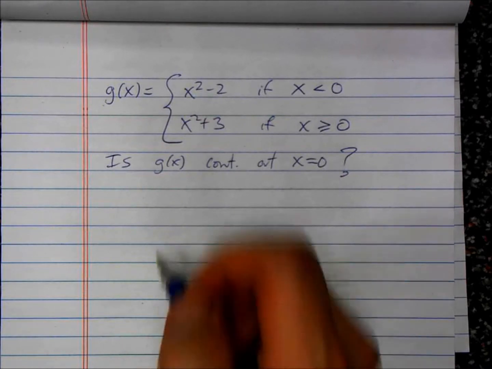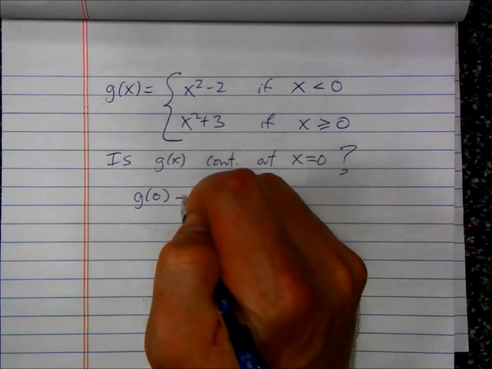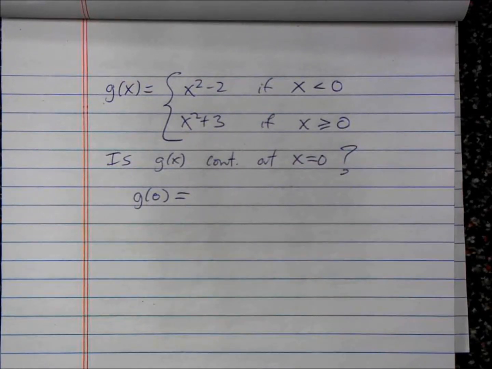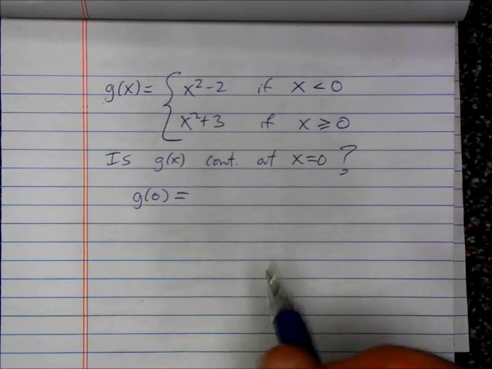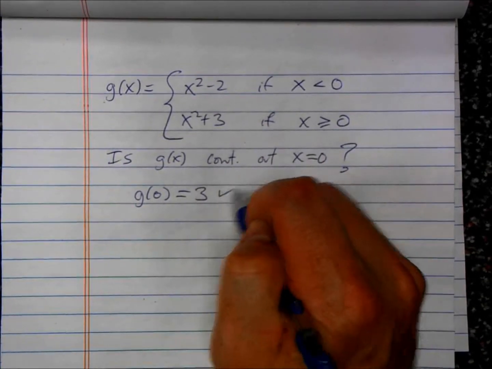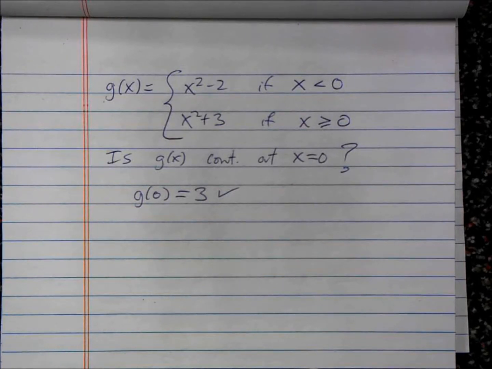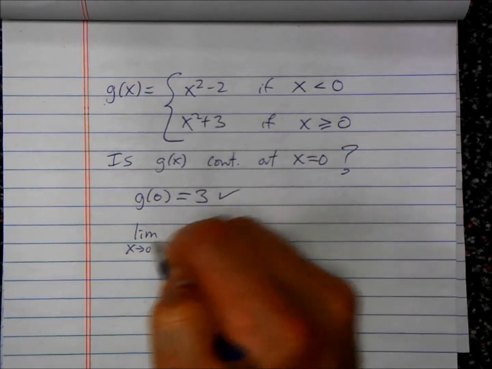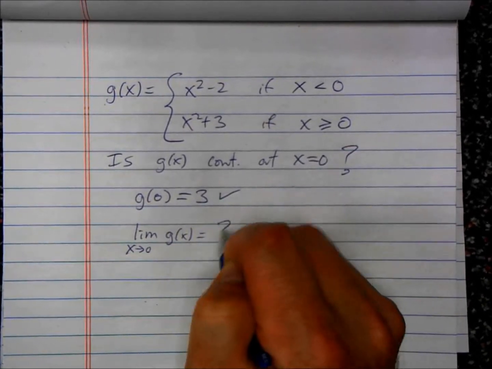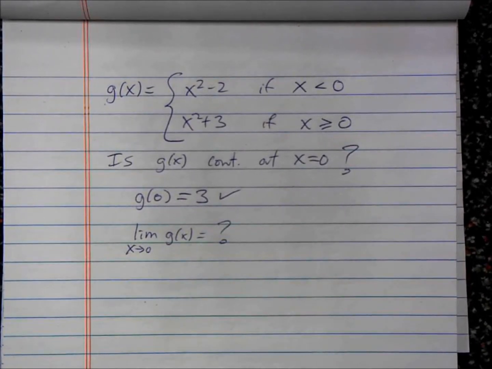Well, rule number 1, can I plug 0 in? Yes, and when I plug 0 in, I get an answer of 3, because x equals 0 is down here, so I plug the 0 into the x squared plus 3, I get 3. Passes rule number 1. What's the limit as x approaches 0 of g of x? Does not exist. I agree with that answer. How come it does not exist? Because you get two different answers from the different directions.